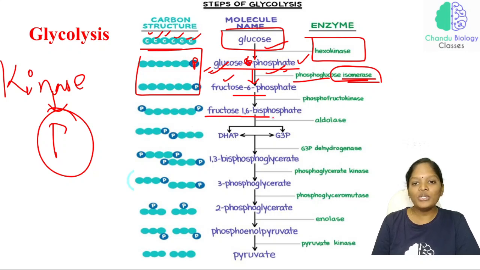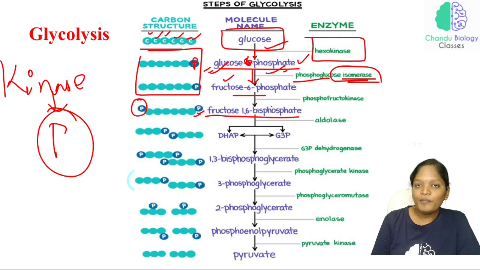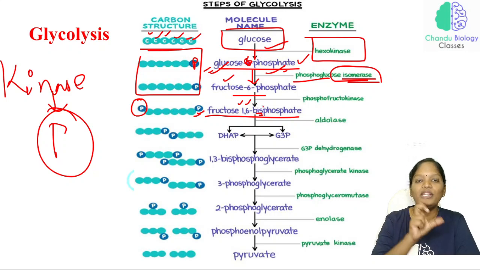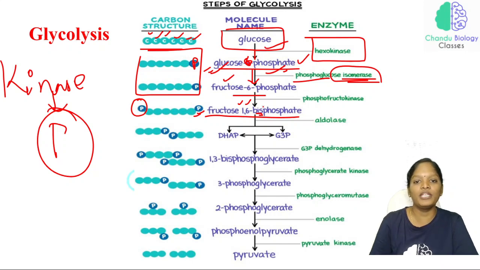Now fructose 1,6-bisphosphate: here not only at the 6th carbon, but at the first carbon they are also adding a phosphate group. So that's why 1,6-bisphosphate. Bi means 2. At two sides, the first carbon and the 6th carbon, they are adding a phosphate group. That's why the name fructose 1,6-bisphosphate. With the help of which enzyme? Again, the enzyme will end with the word kinase: phosphofructokinase. So this is very important.